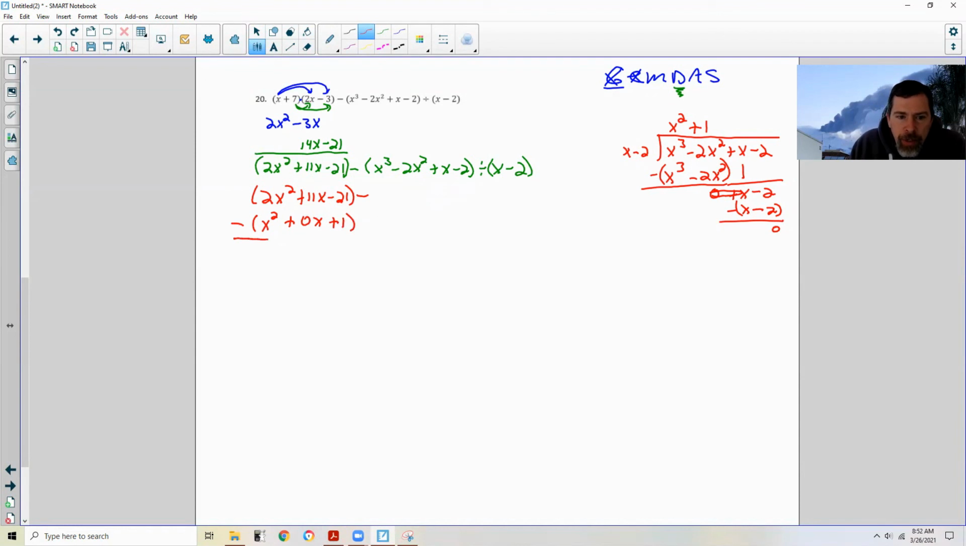Okay, and I'm going to subtract right here. So I just took this x squared plus 1 and wrote it here, x squared plus 0x plus 1. I put a spacer in. I'm subtracting it from this here. 2x squared minus x squared is x squared. 11 minus nothing is 11x, and negative 21 minus 1 is negative 22. All right, there it is.